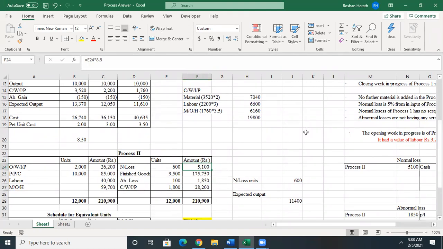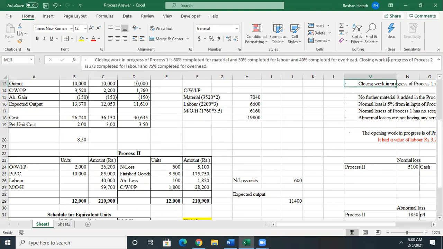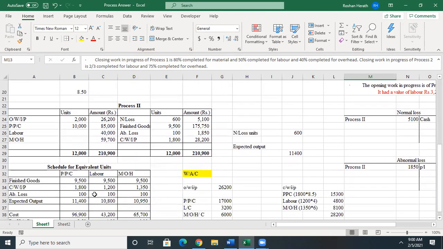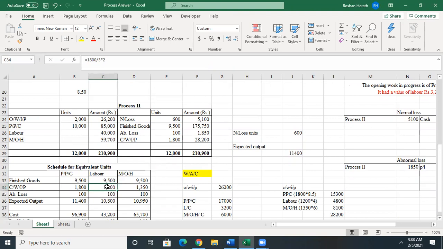The equivalent units of labor and manufacturing overhead. In the question itself, it has said, the closing work in progress of process 2 is 2/3 completed for labor and 75% completed for overhead. That is what it was said. So I have taken here the 2/3 and here 75%. And when it comes to the previous process cost, it is 100% completed anyway.